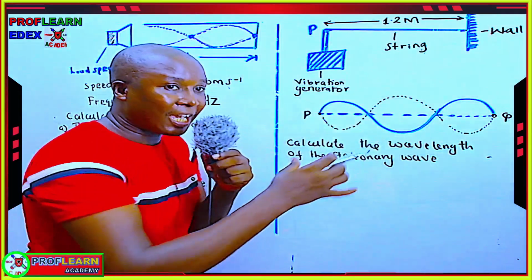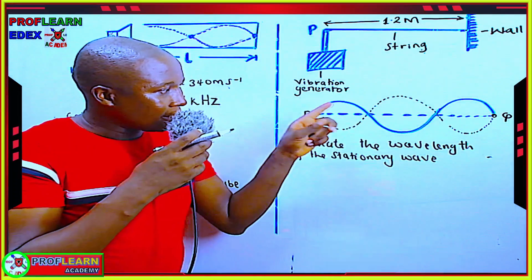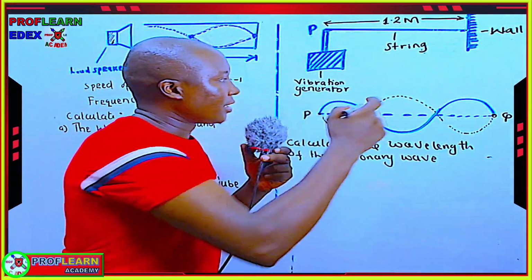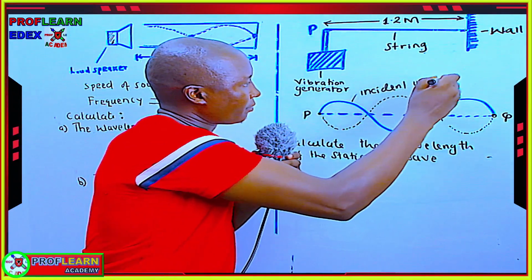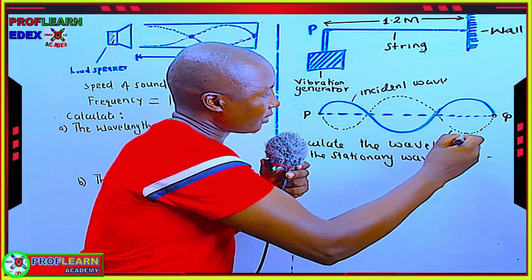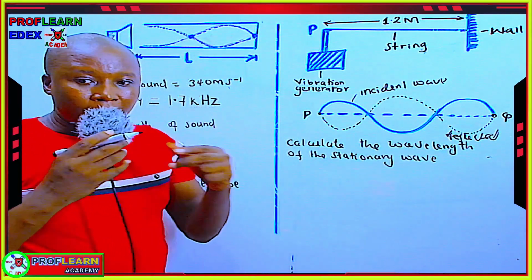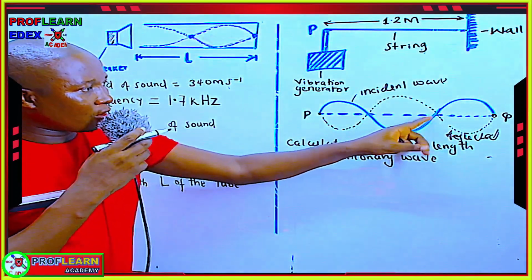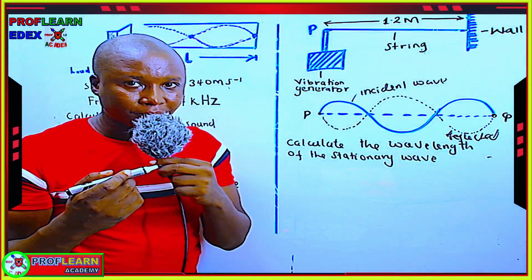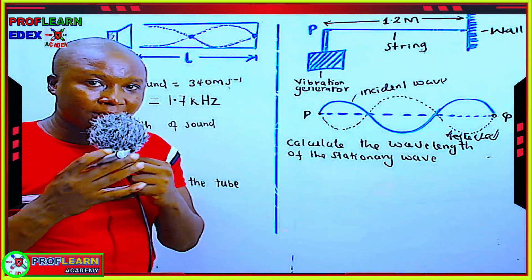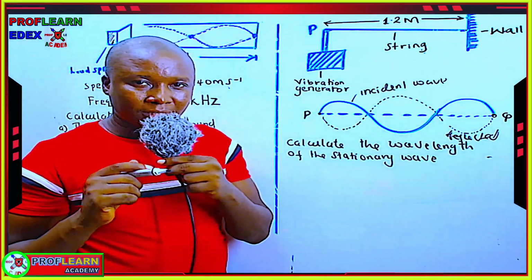Then the two waves are going to superpose. Superposition is going to take place. This is the incident wave, and this one is the reflected wave. So upon superposition, we are going to have a stationary wave. The two waves have the same frequency, have the same amplitude, but they are traveling in opposite directions.